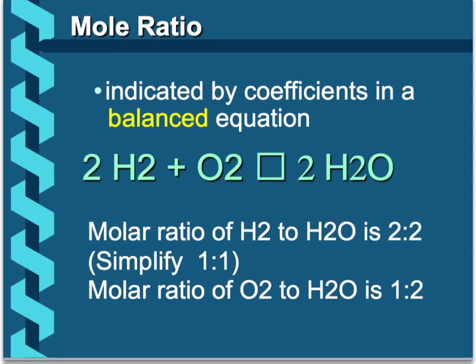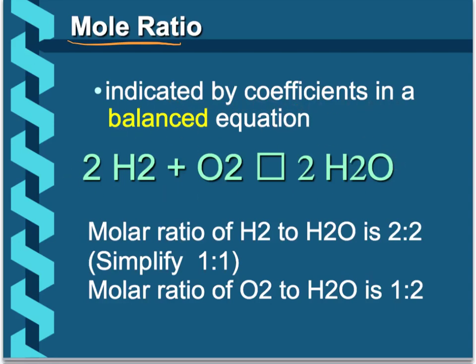So one of the very first things that we're going to need to learn in this chapter is how to do a mole ratio. So this is going to be like one of the key things that you learn, and that's going to help you solve these crazy stoichiometry problems that we're going to see in a little bit. So here we go, mole ratio. And it is indicated by the coefficients in a balanced equation.